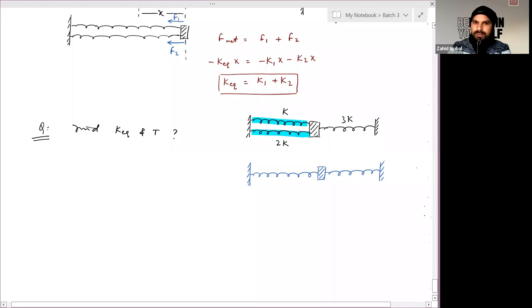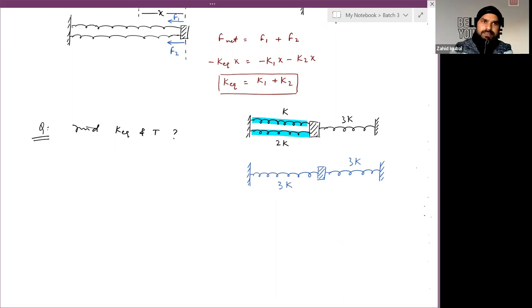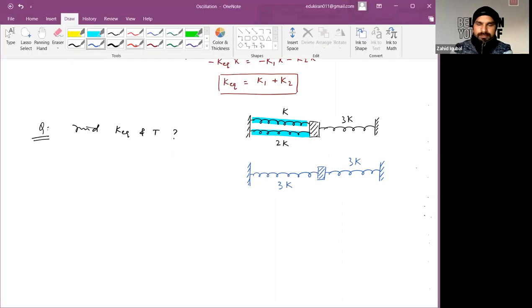So in parallel, K equivalent equals K1 plus K2. K1 we have K and K2 we have 3K. So on combining, it will become 3K and we have 3K in this part. Now tell me about the type of combination this is. Is it series or parallel?